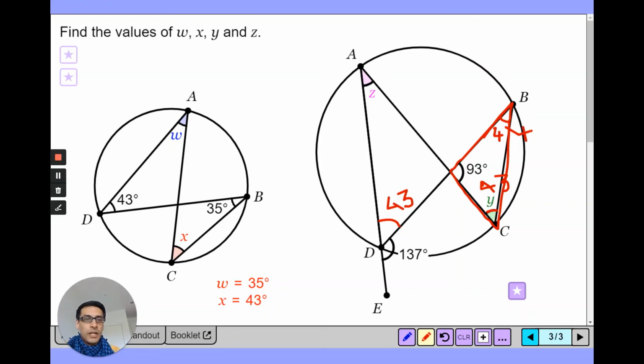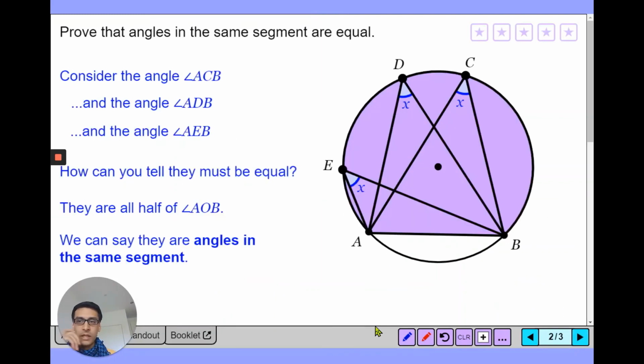Now, because that's 44, we know that Z is in the same segment because if that's our chord, then these two angles have to match. So it's going to be 44 and 43. Okay. That was the third circle theorem, and I'll see you in the next video for the fourth theorem.